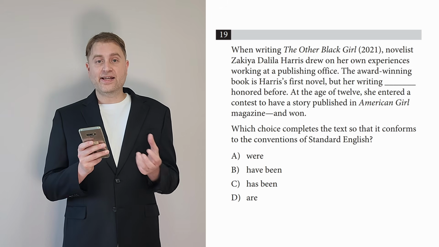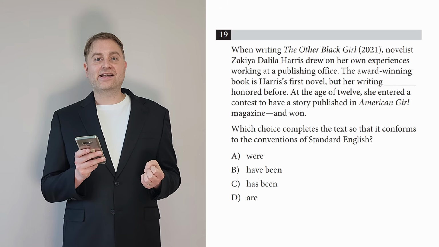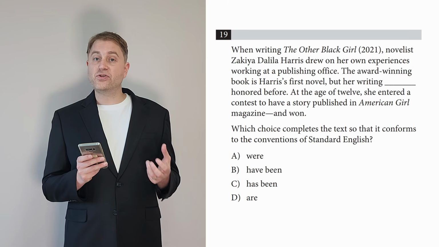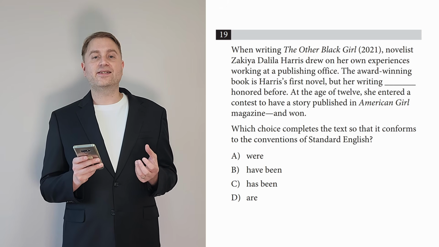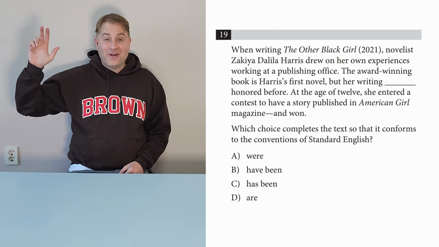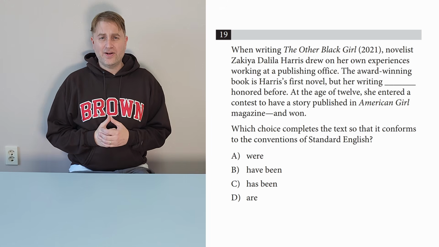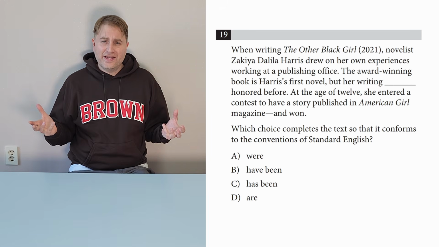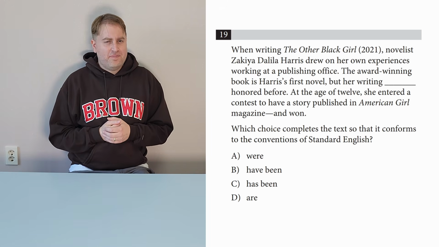Now again, looking at the answer choices, I can see that it's asking me to supply a verb, and so the first thing that we should do is find the subject of the verb. Mr. Greenberg, Mr. Greenberg. What is it, student me? I'm a little unclear on the difference between were and have been. I mean, don't they both relate to the past in some way?